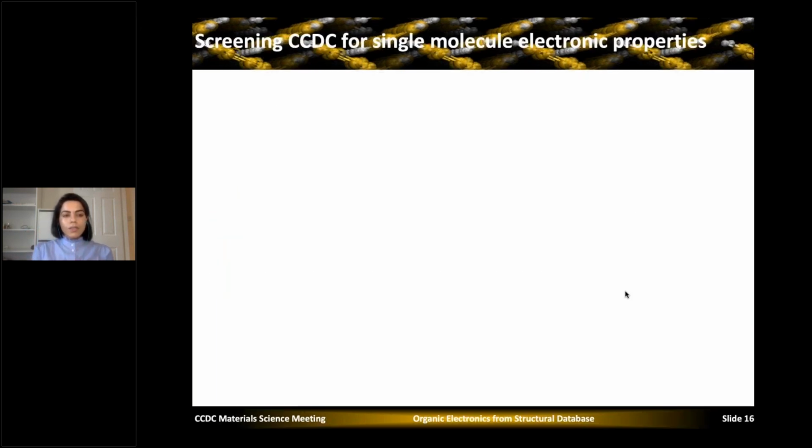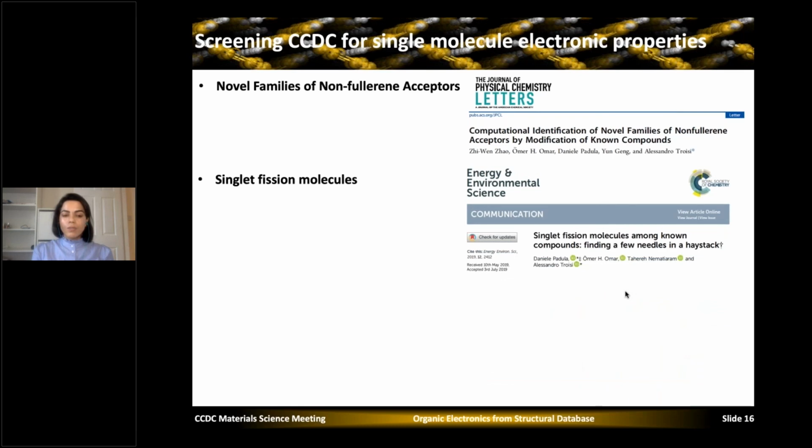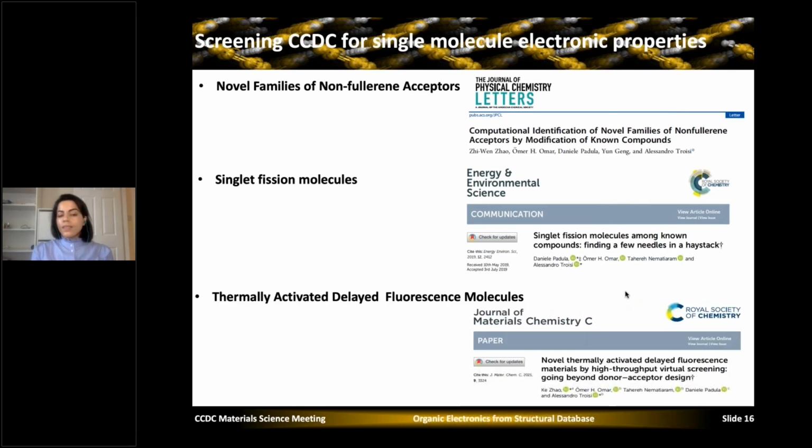What I discussed in this presentation was related to the crystalline properties, but we have used the Cambridge Structural Database for single molecule properties as well. For example, we have identified a list of interesting non-fluorine acceptors, singlet fission molecules, and thermally activated delayed fluorescence molecules.